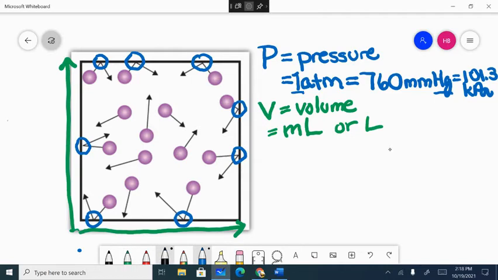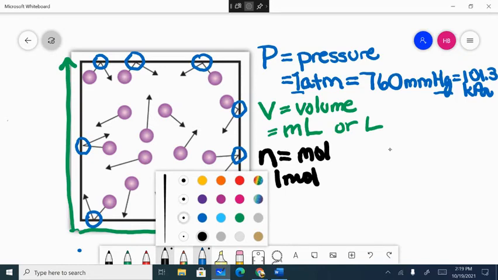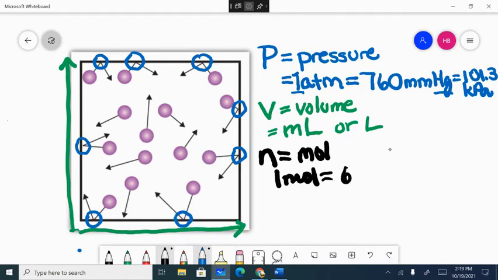Our next variable is the amount of gas. And when we say amount in chemistry class, we're dealing with the number of moles. That's a count of particles. Remember, 1 mole is 6.02 times 10 to the 23rd particles.